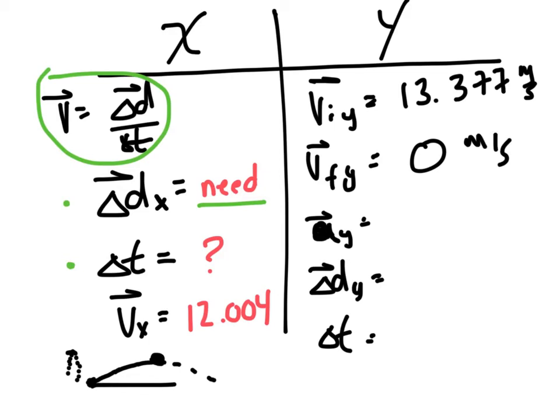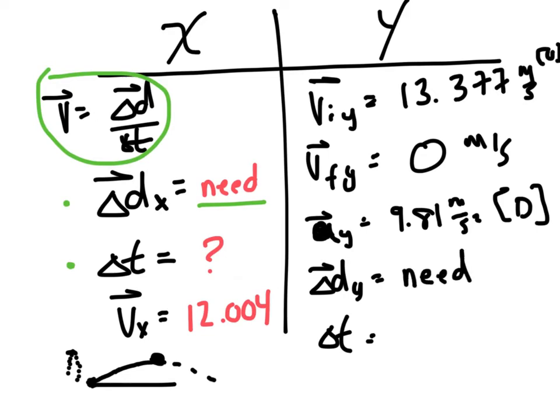Now, what's causing it to slow down? Well, we know that's gravity, so we can put in here 9.81 meters per second squared down. Incidentally, this is an upwards vector. Now, displacement in the y direction, that was what we were asked to find, because we're looking for the maximum height, so this is what we need. And the time, we don't know anything about the time.